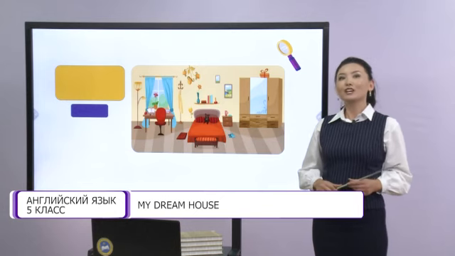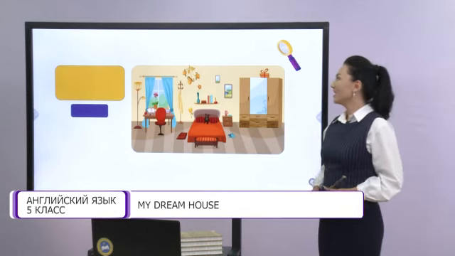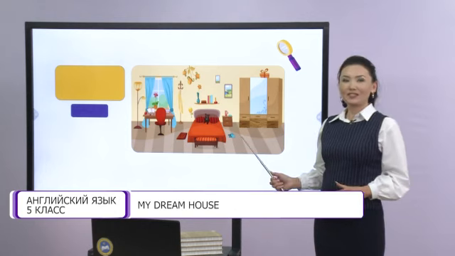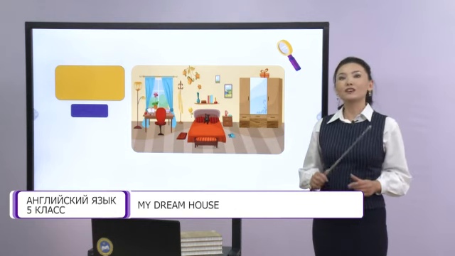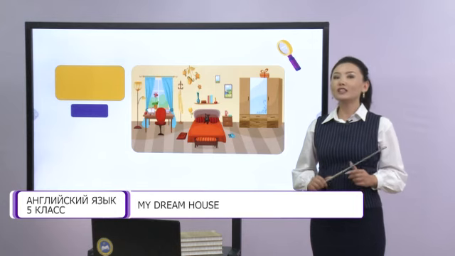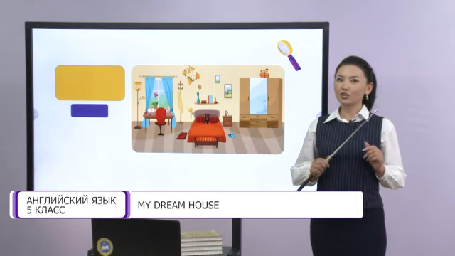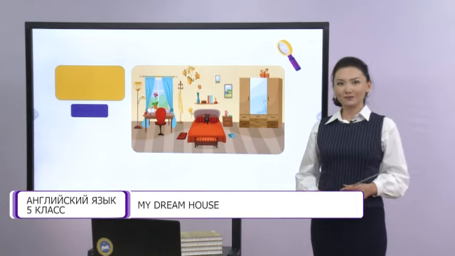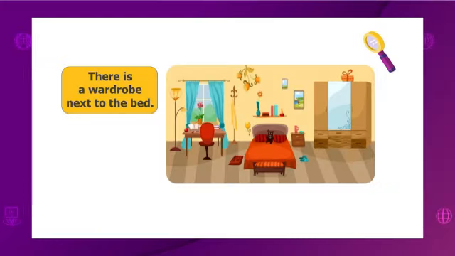Okay, please look at the screen. What can you see? I will give you the information. You will need to tell me if the information is true or false. Let's start. There is a wardrobe next to the bed. Dear students, can you see the wardrobe next to the bed? Yes, of course. Well done. This information is true.